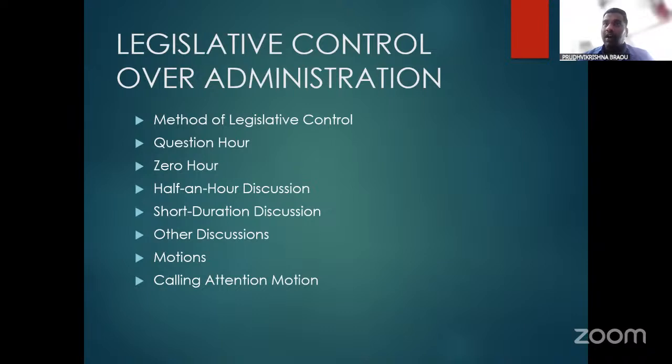Like all this post-budget control is exercised by parliamentary finance commissions. What are those parliamentary finance commissions? Means public accounts committee, estimates committee, committee on public undertakings. Okay. And another important legislative control over administration means audit. How the audit is done means CAG.